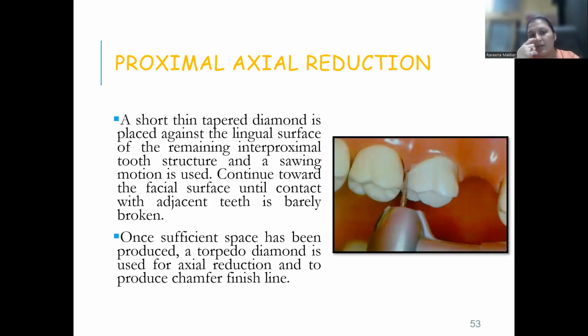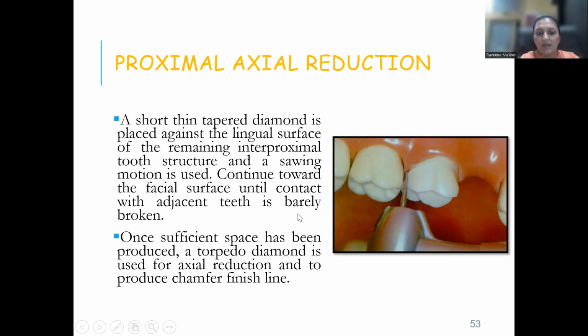Then the proximal axial reduction. A short, thin, tapered diamond is placed against the lingual surface of the remaining interproximal tooth structure, and a sawing motion is used. See, this is the short needle diamond, which is used to complete the proximal axial reduction. It is used in a sawing motion, and it is continued towards the facial surface until contact with the adjacent teeth is barely broken. Okay.